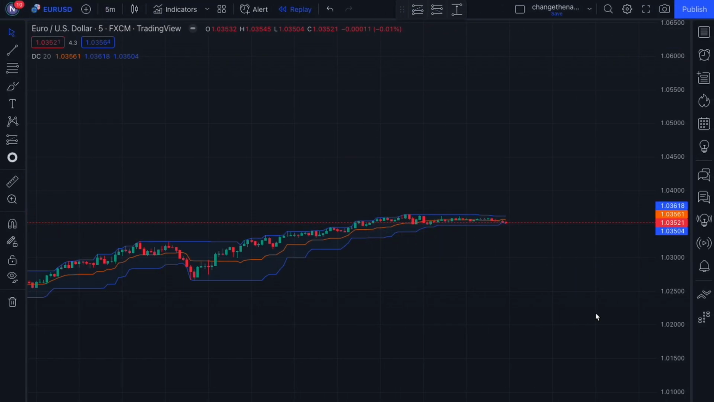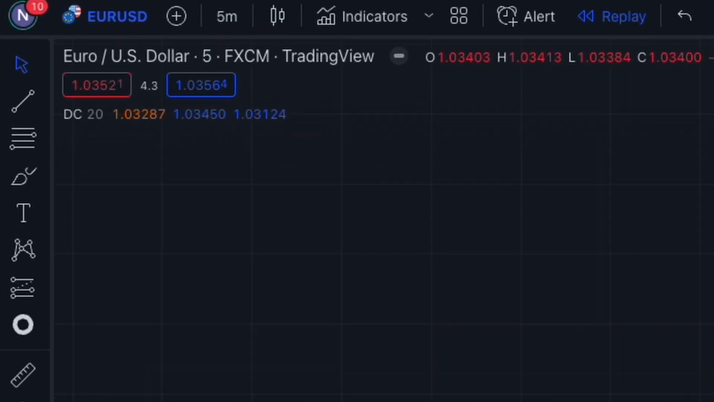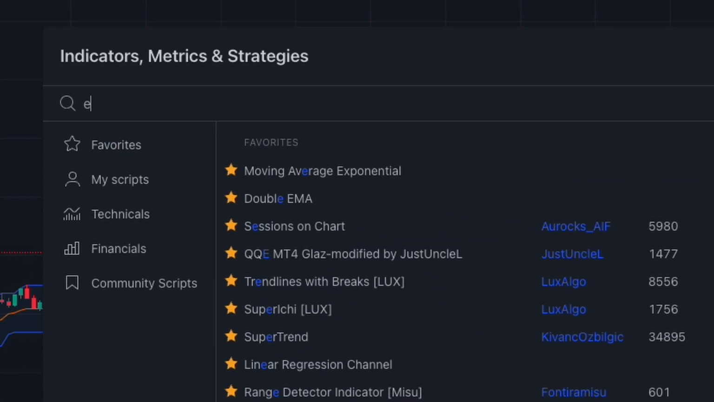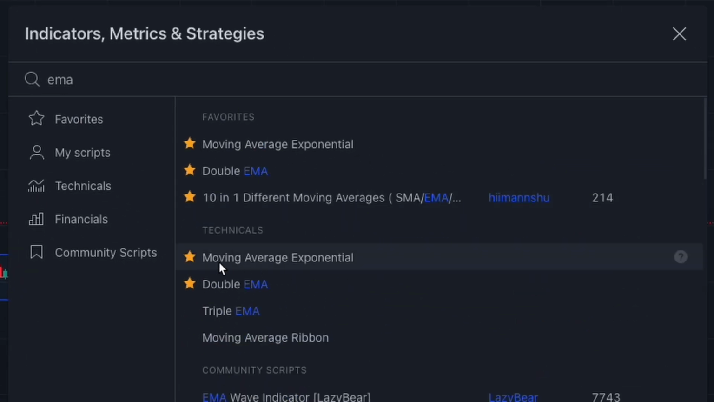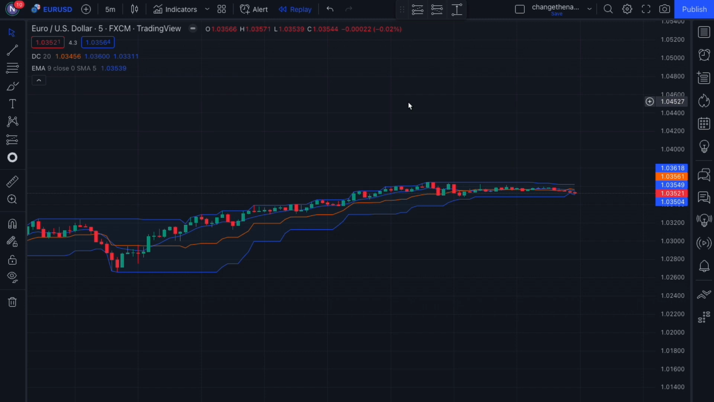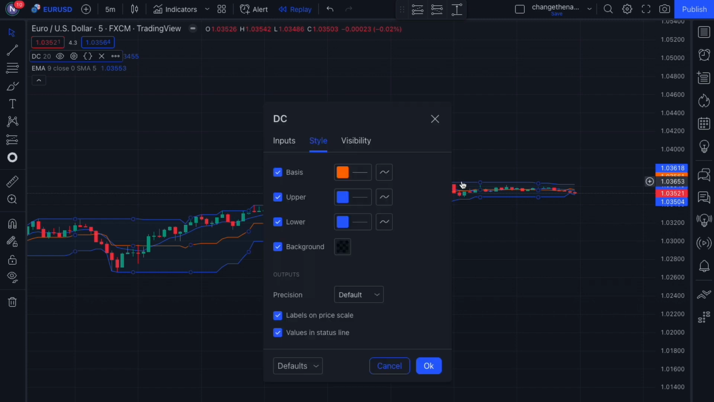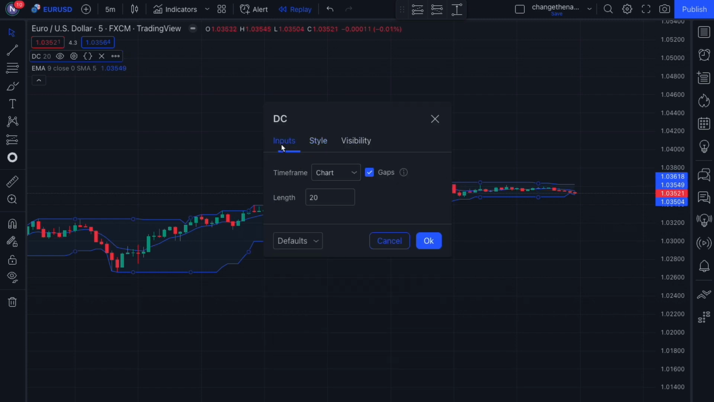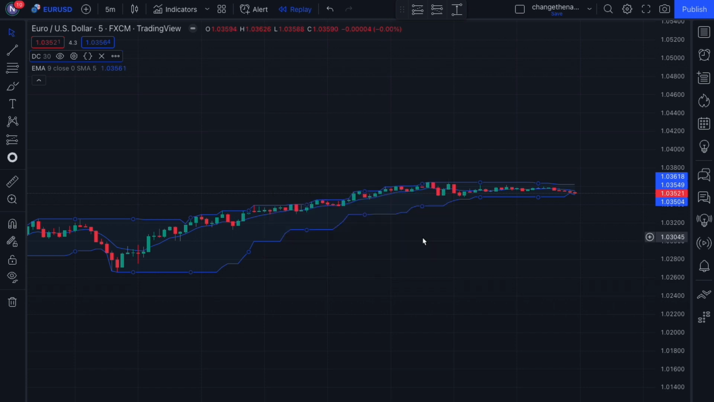Next, let's add our second indicator, which is just an EMA indicator. So navigating to the indicators tab and searching for exponential moving average, and again, make sure you select this one under technical indicators. Now that our indicators are in place, we need to change some settings on them. Let's start with our first indicator, the Donchian Channels. So double clicking on it and going to the style section, we can uncheck the basis option. Next, go to the input menu and change the length to 30, then click OK. Alright, perfect. Our Donchian Channel indicator is ready to trade with.